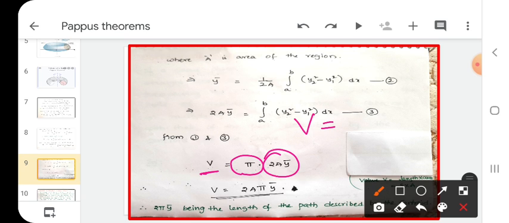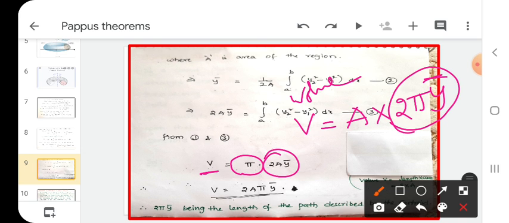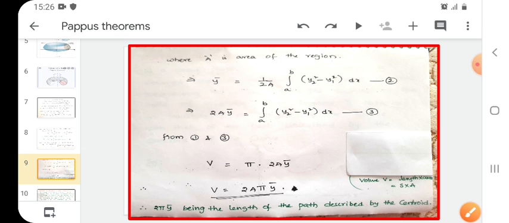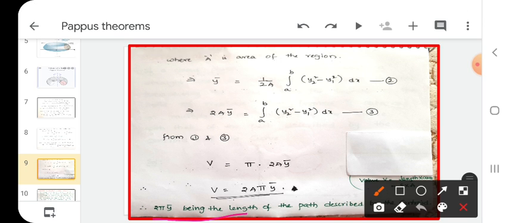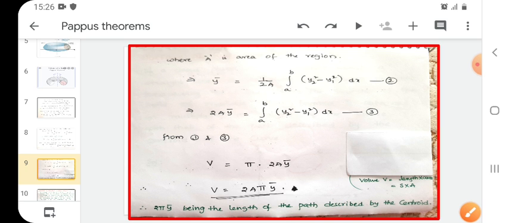That means the volume equals A, meaning area, into 2 pi y bar, where 2 pi y bar denotes the length of the path described by the centroid. See here, 2 pi y bar is the length of the path described by the centroid. This is the Pappus theorem.